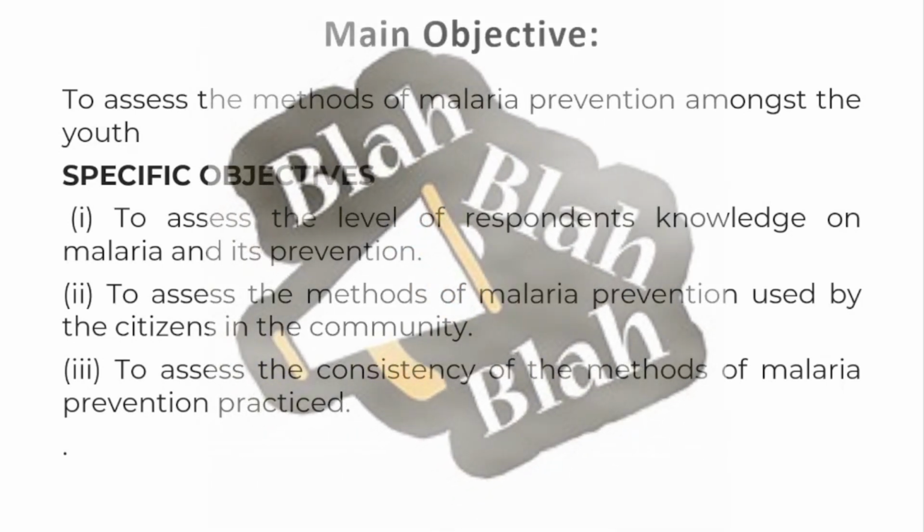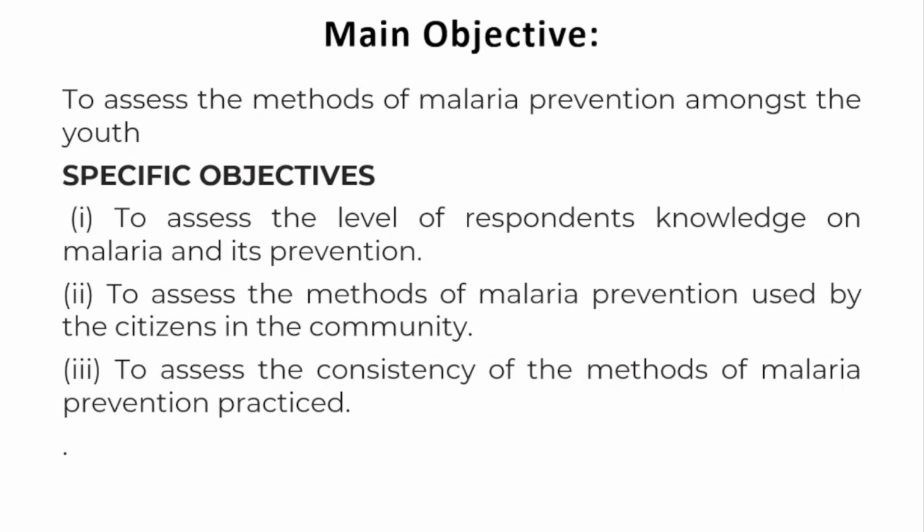Now, there have been deaths associated with malaria. Over the past years, certain interventions have been put in to curb malaria and to prevent the incidence of malaria. However, malaria still continues to wreak havoc in the health institutions. Then you begin to give a particular background. As soon as you are done, then you come to say that this is the reason why this study becomes relevant. So the main aim of the study is to assess the methods of malaria prevention amongst the youth.